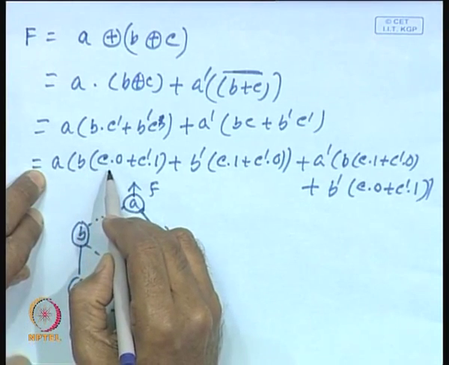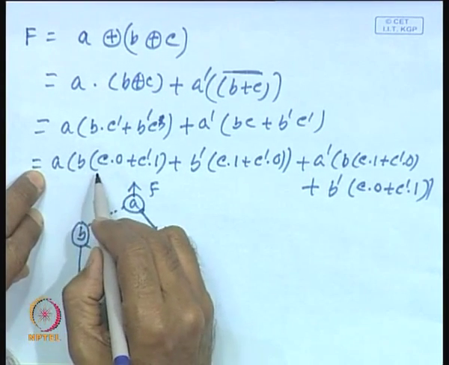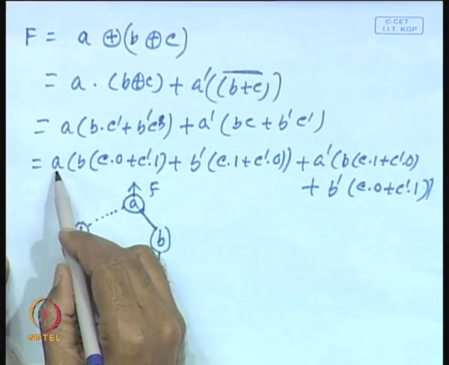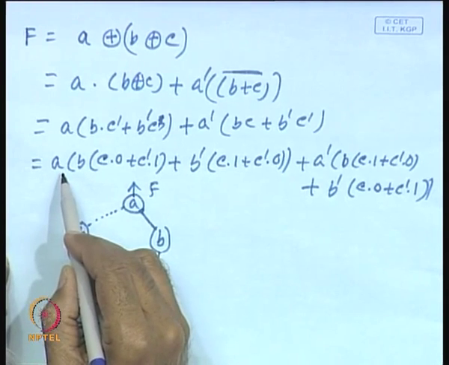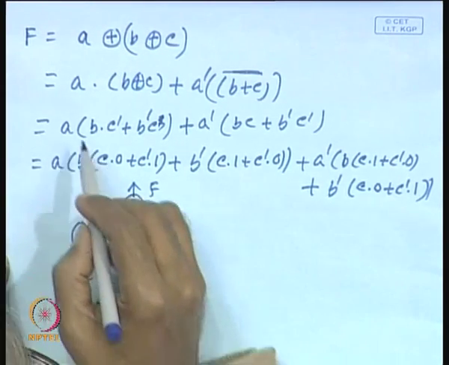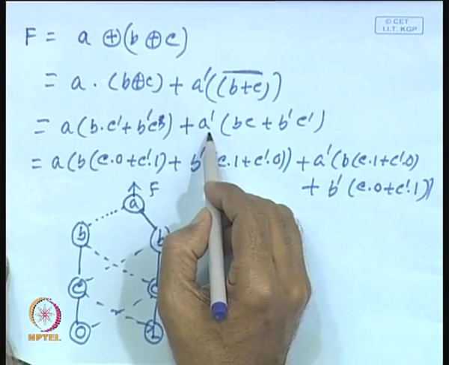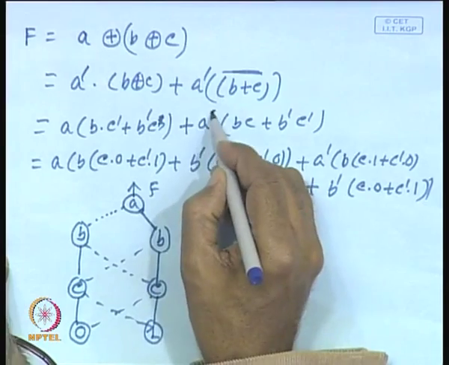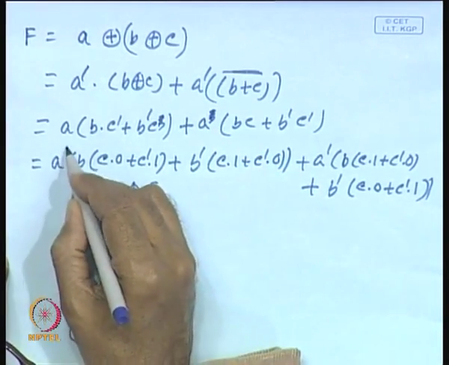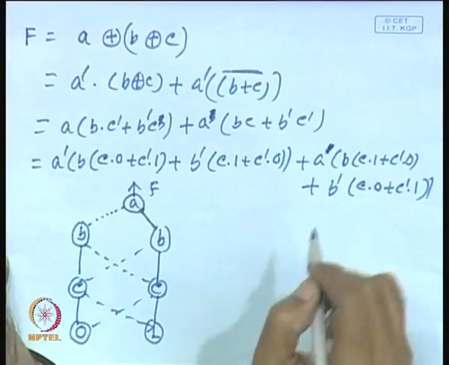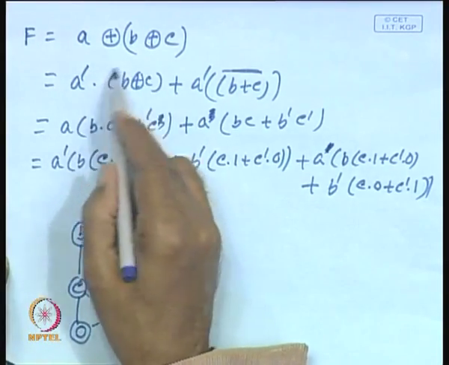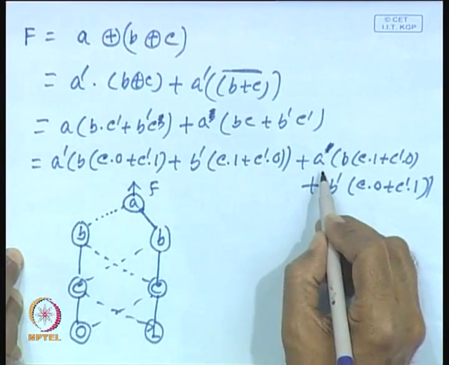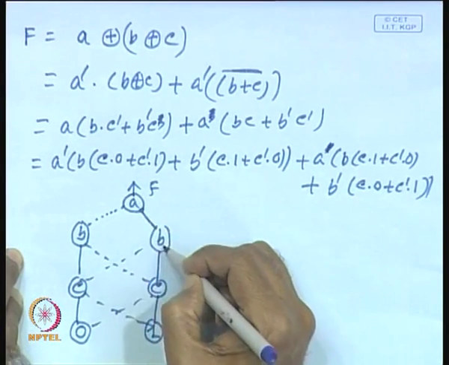A B, this is A bar. Actually, it should be A bar and this will be A. So, I have written it wrongly, this will be A bar and this will be A. Okay, so that was wrong, A bar this and A this. So, you can see A B C goes to 1.